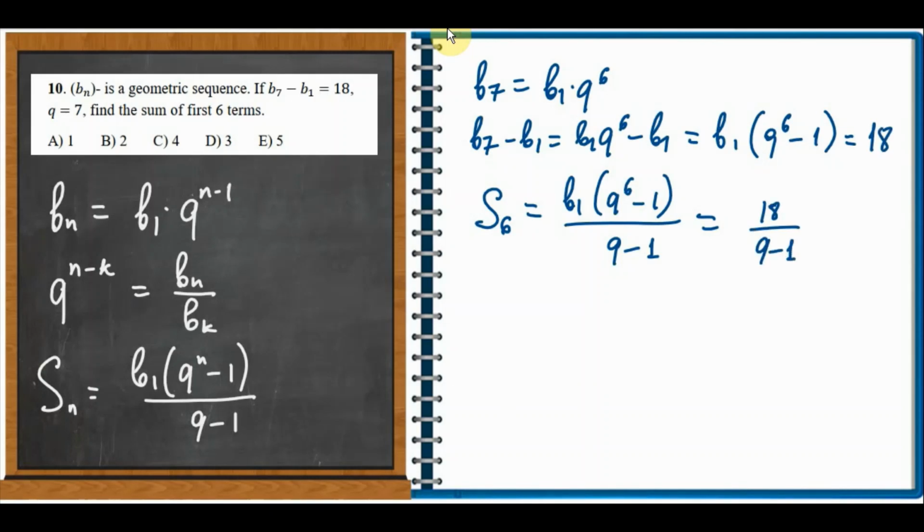And since we know what q is, q was 7, right? Just substitute 7 in the expression, 7 minus 1. So 18 over 6 is going to be 3. The correct answer is D, it is 3.